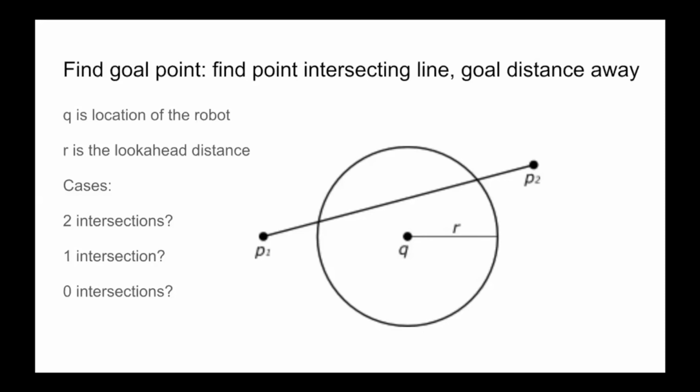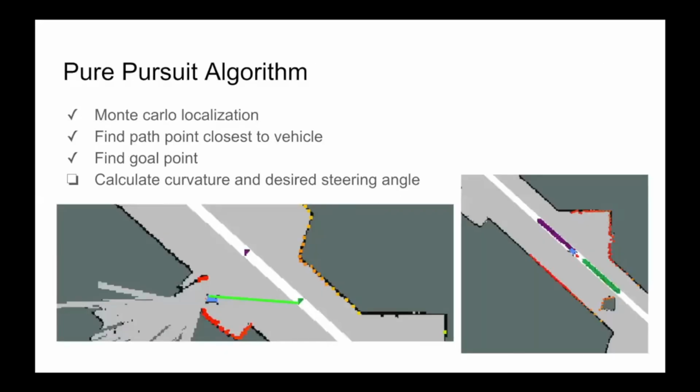If there's one intersection, you navigate towards that one intersection. If there's zero intersections, we handled it by setting the goal point as the final destination point, and then we navigated towards that point. The last part is to calculate the curvature and the desired steering angle.